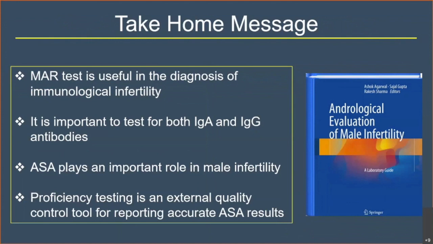So I would like to sum up with some take-home key points. MAR test is useful in the diagnosis of immunological infertility. It is important to test for both antibodies, IgA and IgG. And anti-sperm antibodies do play an important role in male infertility, as has been demonstrated by several publications. And proficiency testing, or EQC, is an important tool for reporting accurate anti-sperm antibody results.